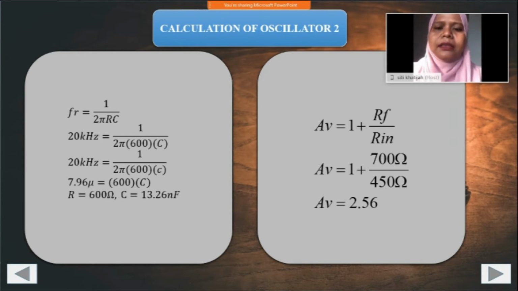And the voltage gain, we are using the equation of voltage gain is 1 plus RF over Rin. So the value of RF is 700 ohm and the value of Rin is 450 ohm. The answer is 2.56 for the voltage gain.